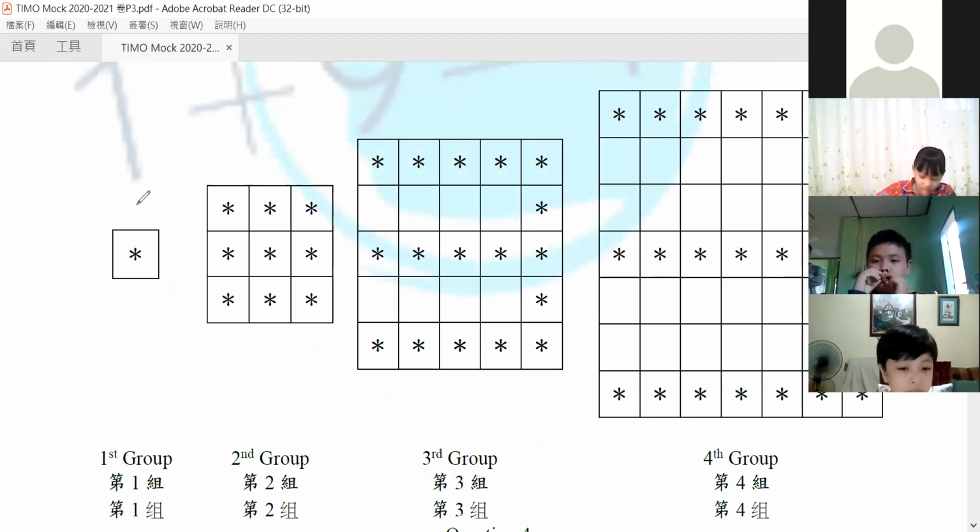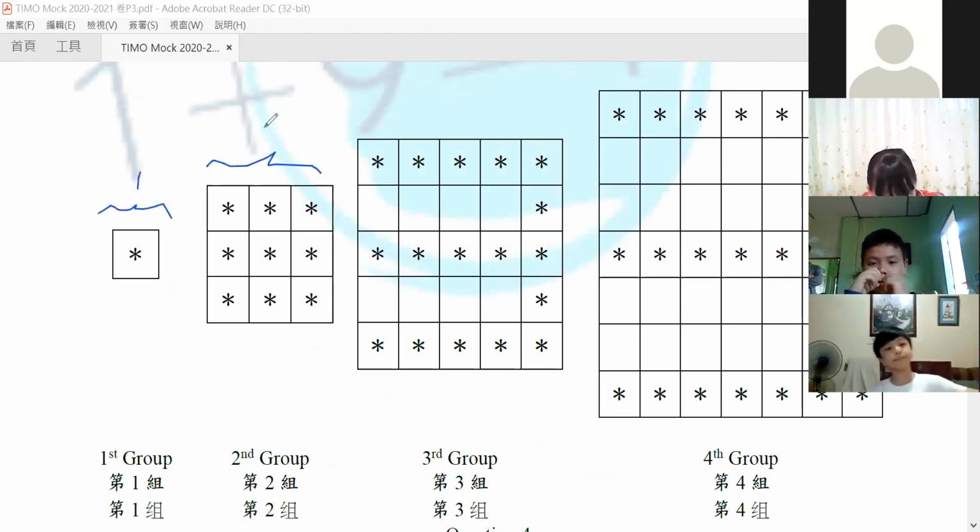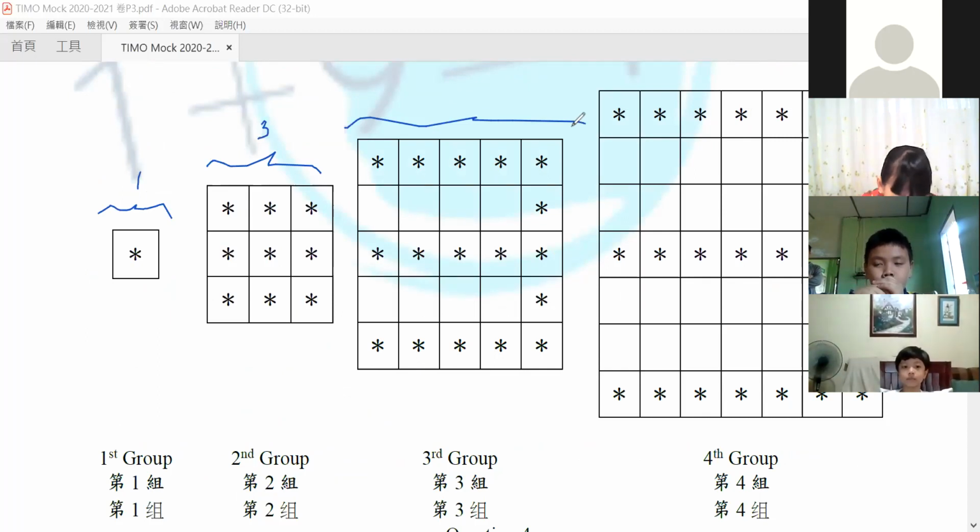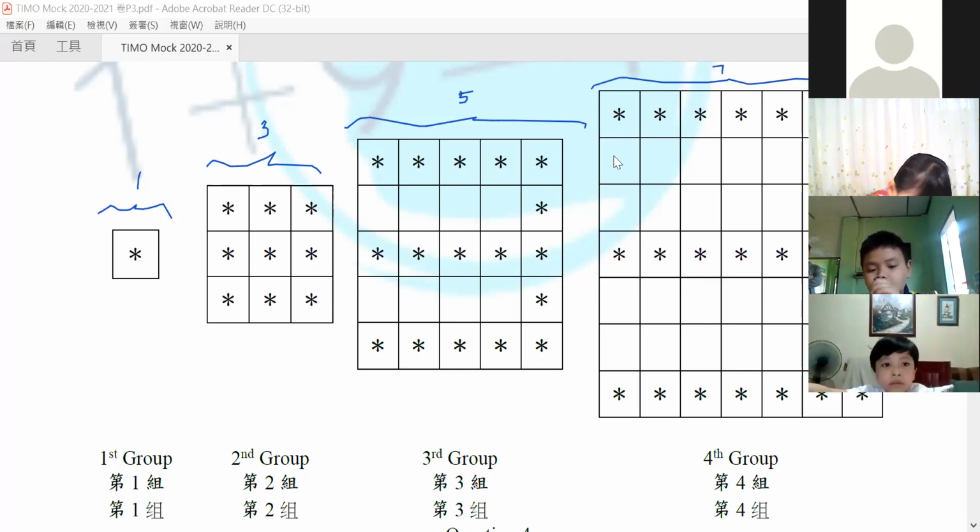So this is a square of length one. So this is the square of length three. So this is of five, and this is of seven, right? So we know that all of the squares must be of a length of an odd number.